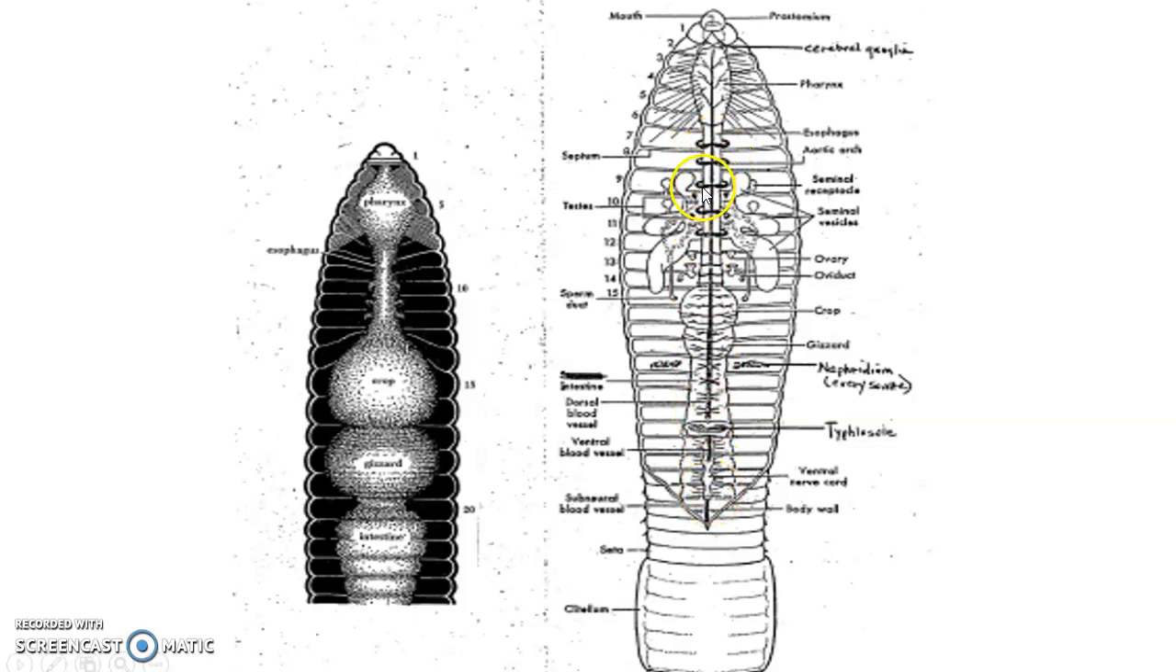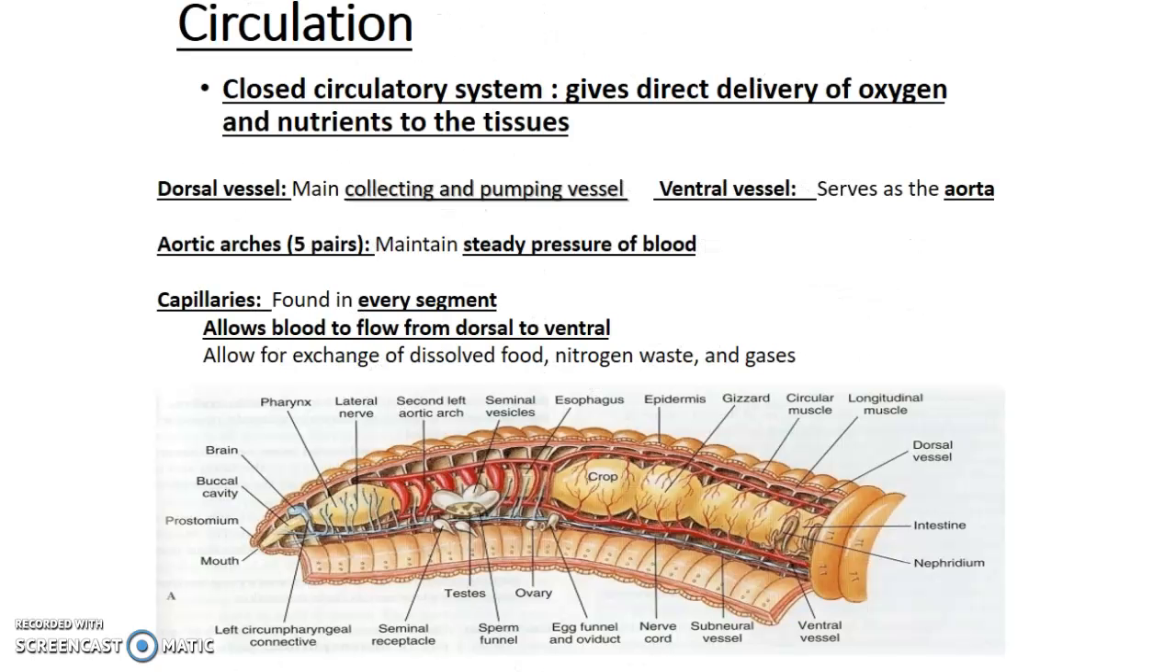Here, these black bands, they kind of look like staples, are the aortic arches that are going to be found surrounding that esophagus. And that leads us to our circulatory system. They do have a closed circulatory system. They are going to need direct delivery of oxygen and nutrients. So they are going to have a dorsal blood vessel, a ventral blood vessel, and then they're going to have capillaries, branches coming off of the dorsal and ventral blood vessel in every single segment.